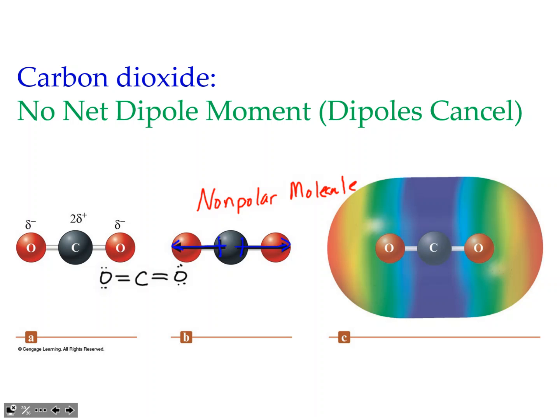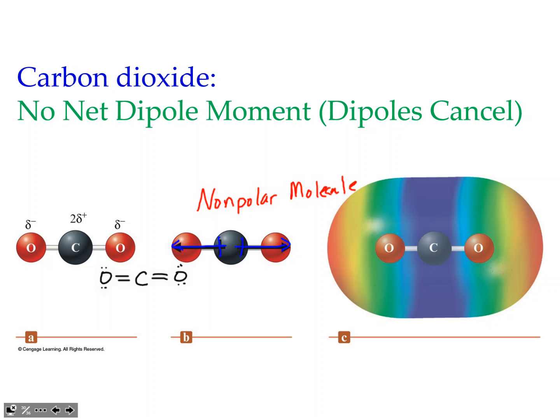You don't have an unequal distribution of charge. You don't have one end that's partially positive and one end that's partially negative. So this is what we say: the dipole moments are canceling out, so there's no net dipole. You don't have one direction where the electrons are spending more time, or there's more of a density.